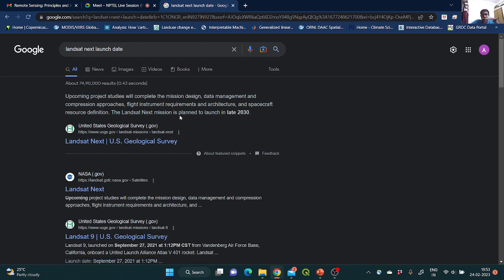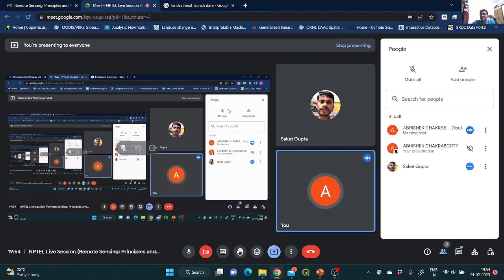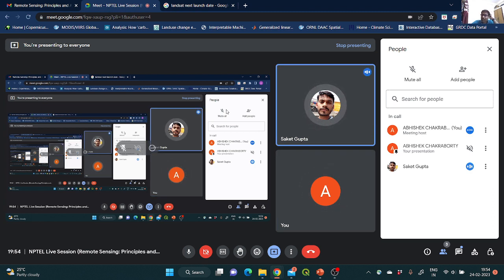Launch date. Let's check it out. Plan to launch in late 2030. So it would take some time. And Landsat 9 has been launched already, on September 27, 2021. So probably you can find its data already on USGS Earth Explorer. You know that, right? How to use USGS Earth Explorer?